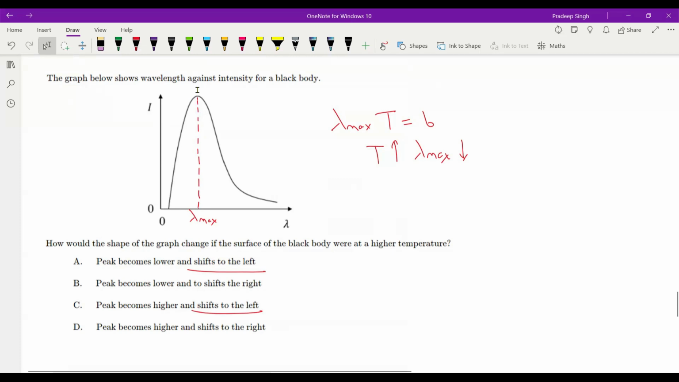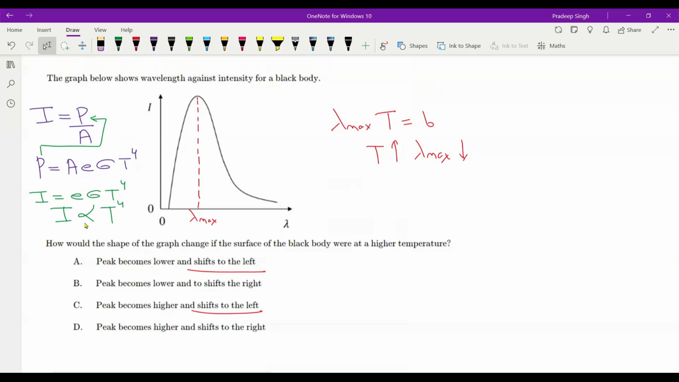Now we need to focus on the maximum intensity since that's the peak. For that, we go to the basic formula for intensity. Intensity is equal to power upon area, and power is given by the Stefan-Boltzmann law, which is A E sigma temperature to the power 4, where sigma is the Stefan-Boltzmann constant. Now if we replace power in the intensity expression, we will get intensity equals E sigma temperature to the power 4. E is the emissivity, which is a constant for a black body. Sigma is anyways a constant. Hence, we can say that intensity is directly proportional to the fourth power of temperature.